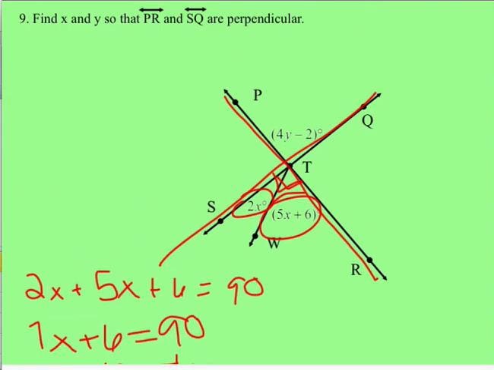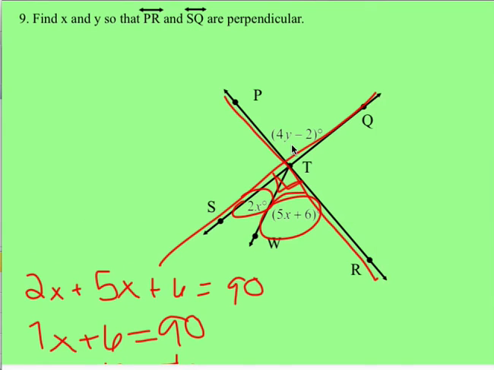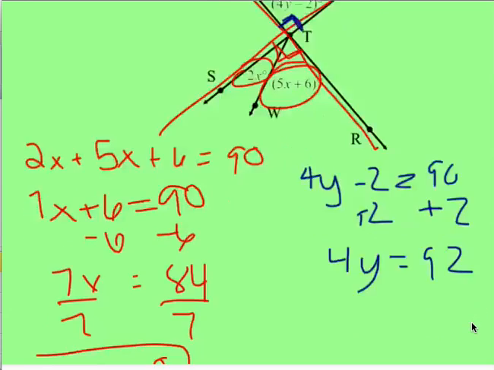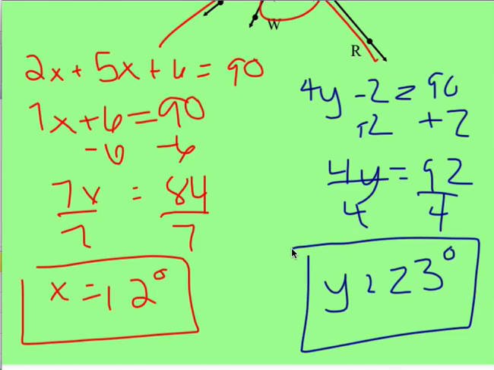Now we need to figure out what y needs to be. If y is going to be a number, we need it so that this angle right here is a right angle for those two to be perpendicular. So that means that 4y minus 2 needs to equal 90. I'm going to add 2 to both sides, and I get that 4y is equal to 92. Then I'm going to divide both sides by 4, and I end up getting that y is equal to 23 degrees. That is what's going to make it a right angle.